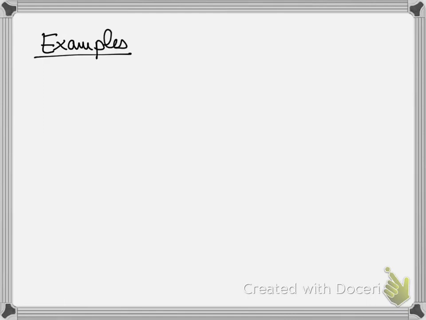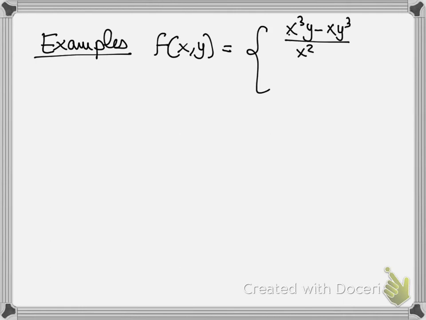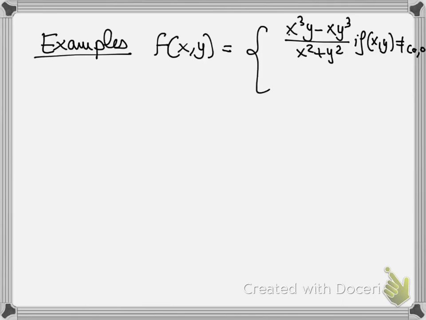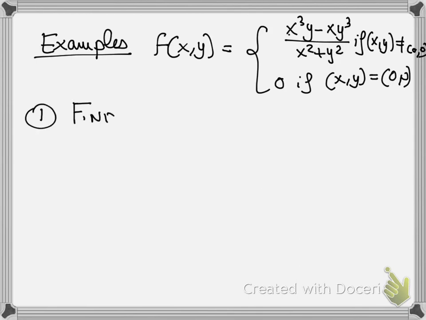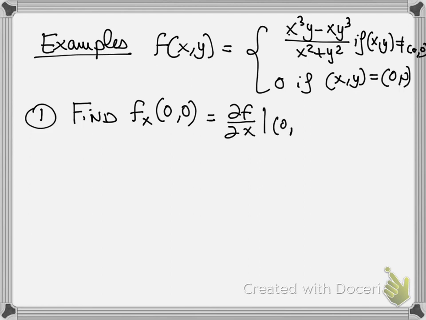More examples. So let's say f of xy is equal to (x cubed y minus x y cubed) over (x squared plus y squared) if xy is different from 0, 0. And then 0 if xy is equal to the origin, if xy is 0, 0. Okay. Let's say first, let's find fx at the point 0, 0, or the partial derivative of f with respect to x at the point 0, 0.